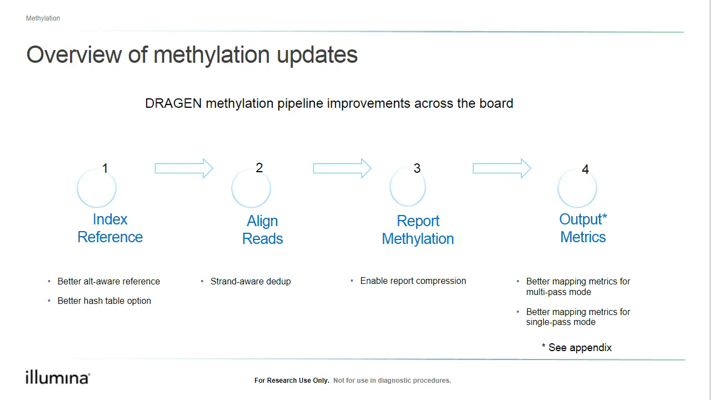And again, we have improved the output metrics. There are better mapping metrics for multi-pass mode, and better mapping metrics for single-pass mode. If you remember in 3.8, we improved the analysis of methylation samples in the single-pass mode for speed. So there are some better metrics that we are putting out in this release. And that's something that we have as slides in the appendix.